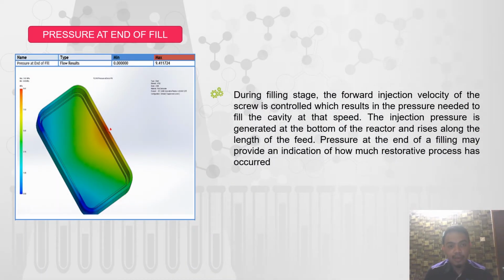Okay, the next is the analysis result of pressure at end of fill. During the filling stage, the forward injection velocity of the screw is controlled, which results in the pressure needed to fill the cavity at that speed. The injection pressure is generated at the bottom of the barrel and rises along the length of the feed. Pressure at the end of filling may provide an indication of how much restorative process has occurred.